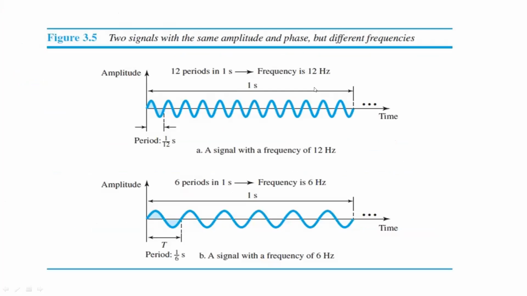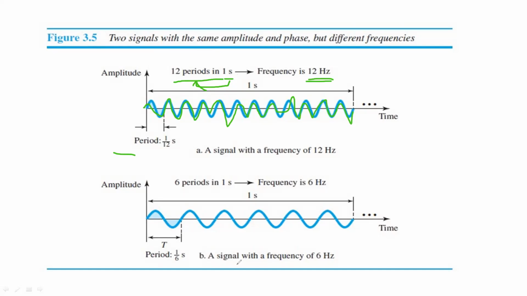So here in this example, there are two different signals with same amplitude and phase, but with different frequency. So observe in this figure A, we have 12 periods in 1 second and the frequency is 12 hertz. So in 1 second, 12 different periods are taken up. 1, 2, 3, 4, 5, 6, 7, 8, 9, 10, 11, and 12. So in one second of time, it takes 12 different periods, and its frequency is 12 hertz.